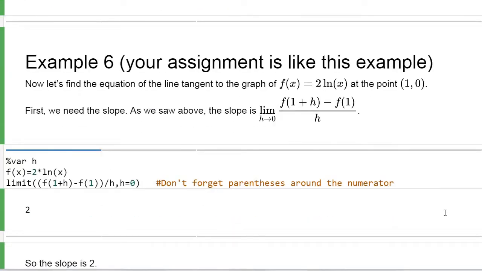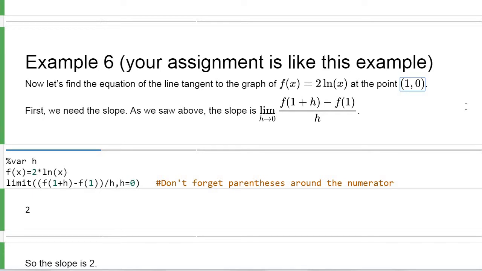Alright, here's another example, and this was similar to what you're going to do on your assignment for this section. I'm going to give you a function. I'm going to give you a particular point on that function. I'm going to ask you to find an equation for the tangent line.